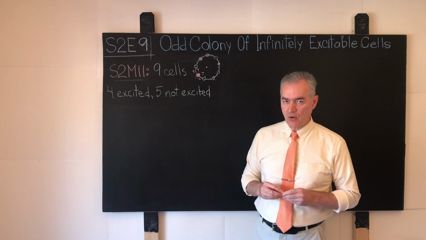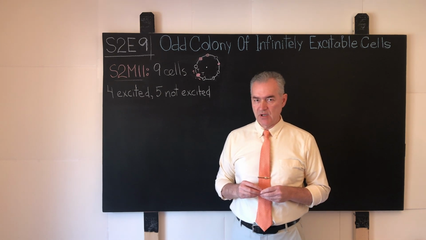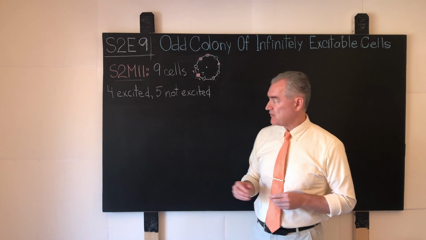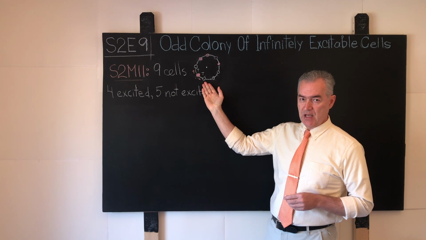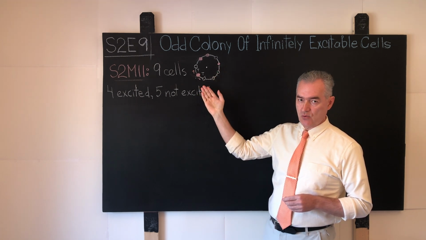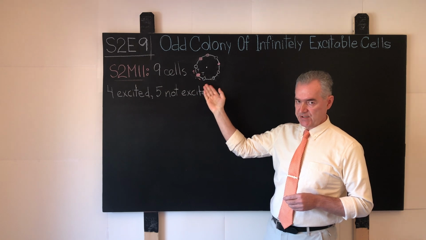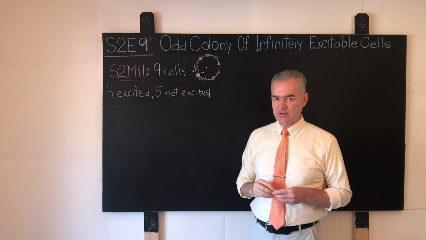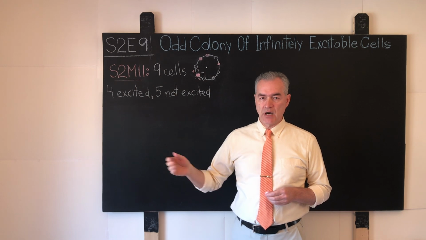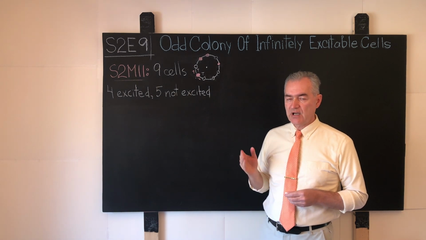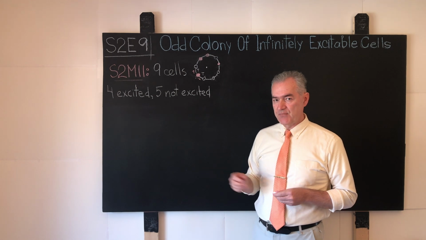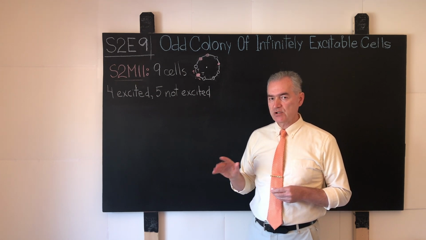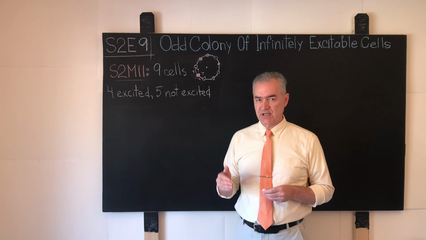Consequently, the question of the mathematics problem S2M11 is the following. If this specific colony of nerve cells is left to its own devices, in other words, if this specific colony of 9 cells operates under an infinite time model, then will that colony remain in the excited state indefinitely, or in a finite amount of time, will this colony percolate into the not excited state?